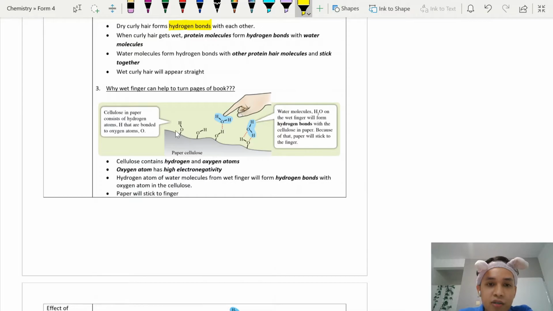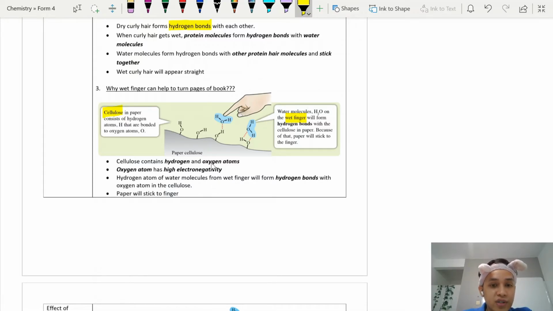Basically, your paper is made from cellulose. Remember, it's made from cellulose, so it has hydrogen and oxygen atoms. In your saliva, because it's water, your wet finger will form hydrogen bonding with the hydrogen in the cellulose. So it's going to stick. That's why it's easier for you to turn your pages when your fingers are slightly moist, or wet. So this is the explanation right here.